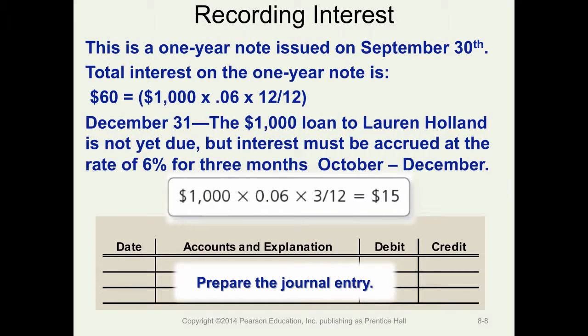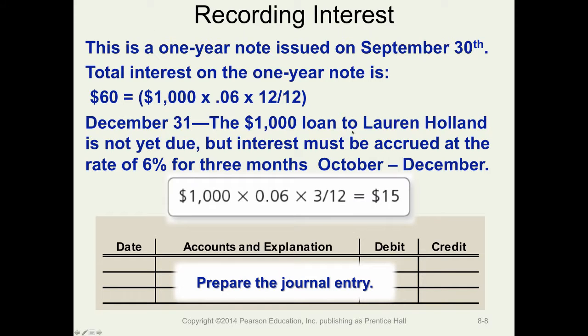Now, in this case, it's a 1 year note, and it's issued on September 30th. And the interest for 1 year is going to be $60. But because the note was only outstanding for 3 months, October, November, December, we take 3/12 of that 60 and we get our interest of $15. So we only accrue for the 3 months.